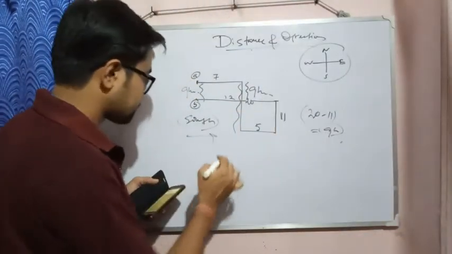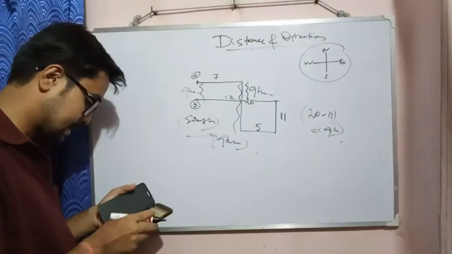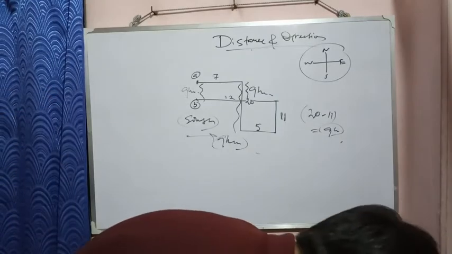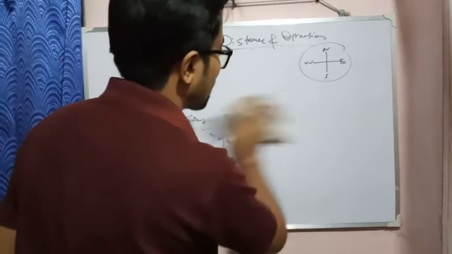That is 9 kilometers. Is it clear? Next question. And one most important logic in distance and direction, that is, just give me 1 minute.